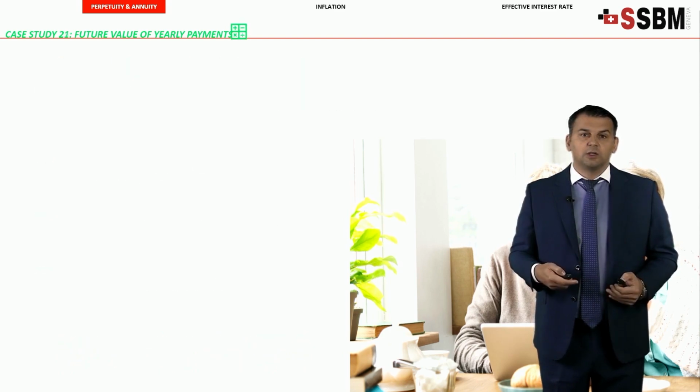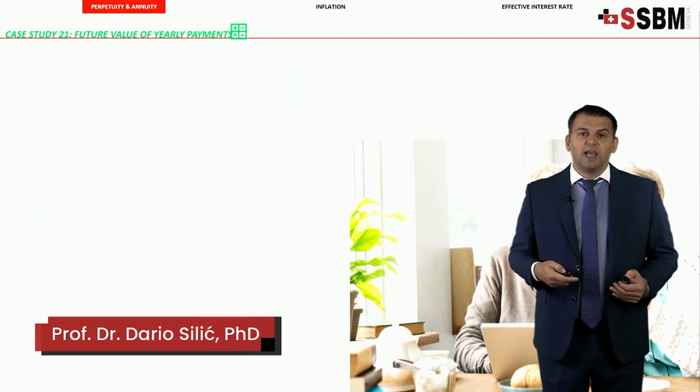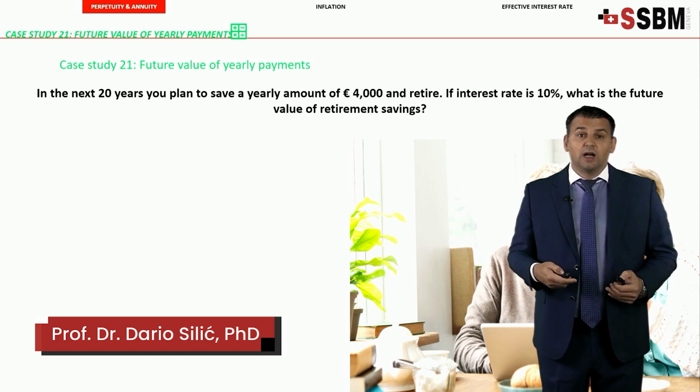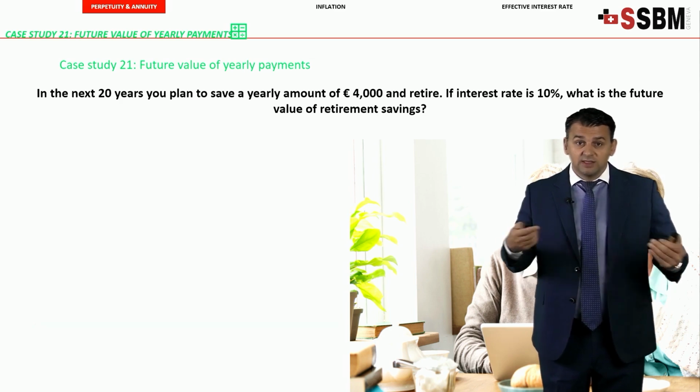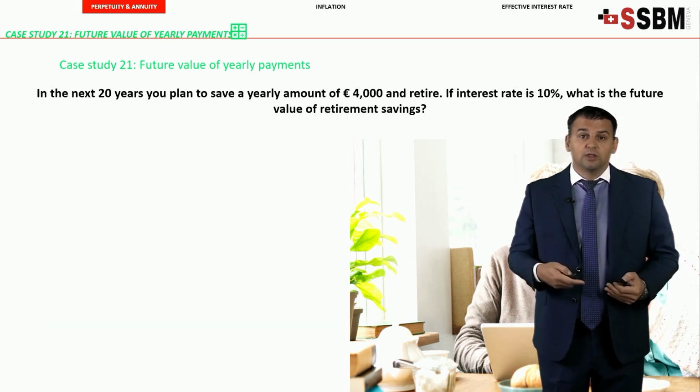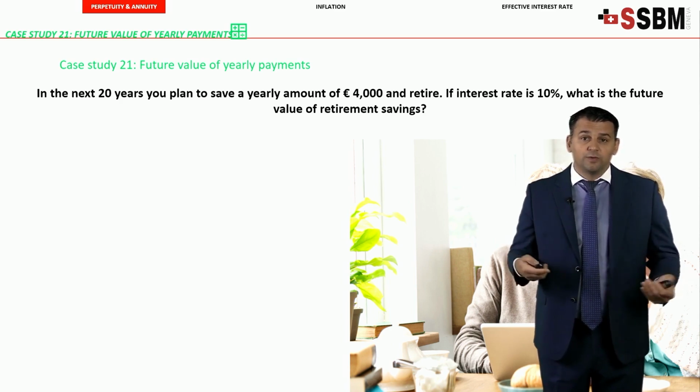Slide, we can do the same by using the Excel formula tool to simplify the calculation. Let's take a closer look. In the next 20 years, so the same one, you will have to save 4,000 euros every year and retire. 10% interest rate it is. What is the future value of your retirement savings?